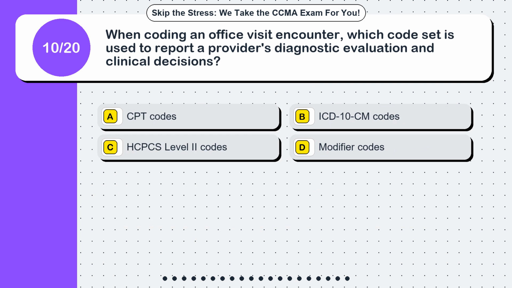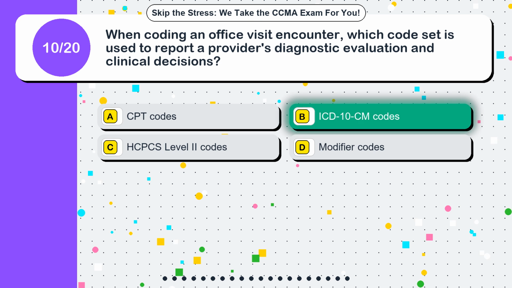Question 10. When coding an office visit encounter, which code set is used to report a provider's diagnostic evaluation and clinical decisions? Option A, CPT codes. Option B, ICD-10-CM codes. Option C, HCPCS Level 2 codes. Option D, modifier codes. The correct answer is option B. ICD-10-CM codes.